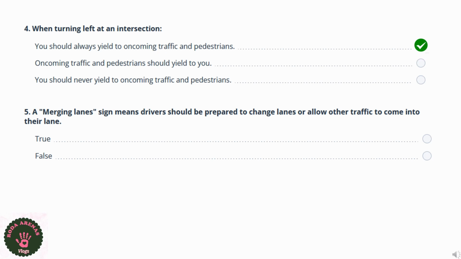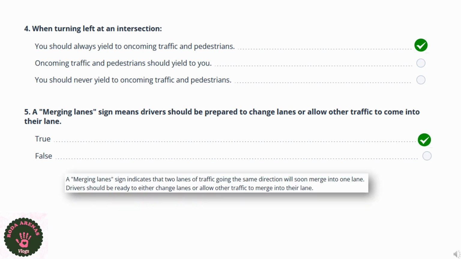Emerging lanes sign means drivers should be prepared to change lanes or allow other traffic to come into their lane. True or false? The correct answer is true.